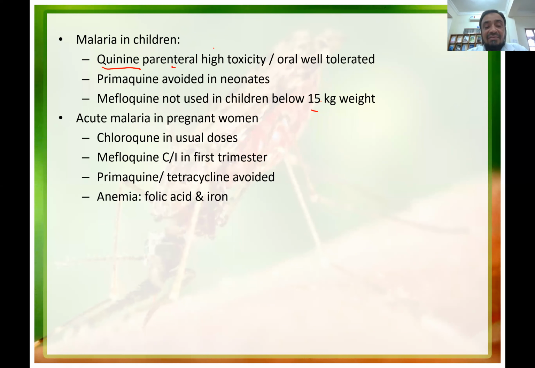In pregnant females, chloroquine can be used in usual doses in chloroquine sensitive malaria. Mefloquine and artemisinin compounds are contraindicated in first trimester of pregnancy. Then you should also avoid sulfadoxine, pyrimethamine, primaquine, tetracycline because of the teratogenicity. So this completes our anti-malarial drug therapy.